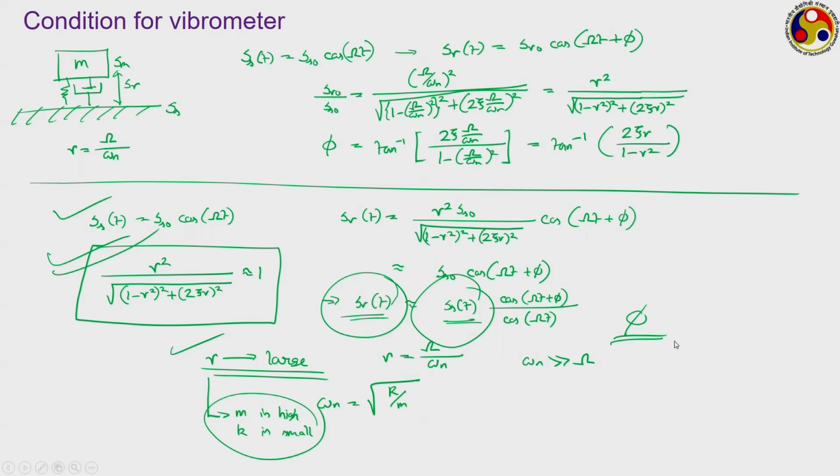Now, we move to a velometer. For a velometer, we again use the condition. We have our imposed displacement, S T is equal to S naught cos.